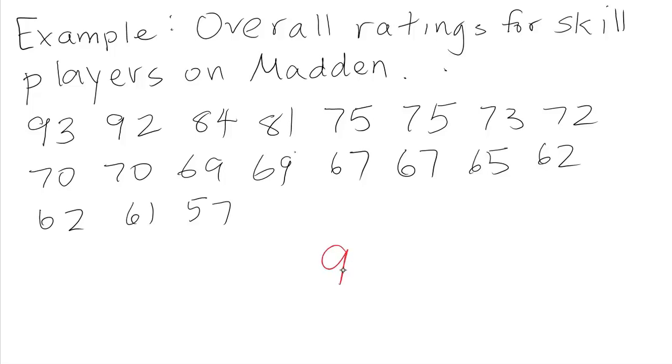With a number like 93, we're going to split that right down the middle and create a stem of 9 and a leaf of 3. And with 92, we're going to create a stem of 9 and a leaf of 2. And we're going to imagine doing this to each piece of data in the set all the way down to 57, which will have a stem of 5 and a leaf of 7. So you want to visualize what it would look like to divide each piece of data up.